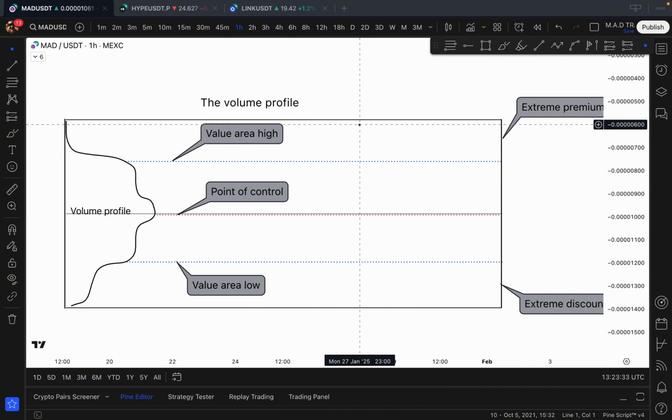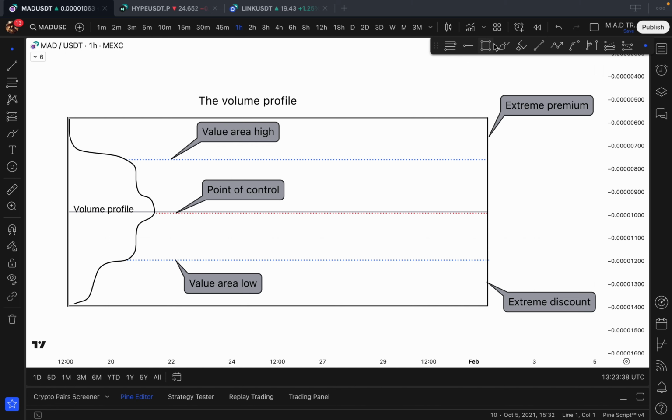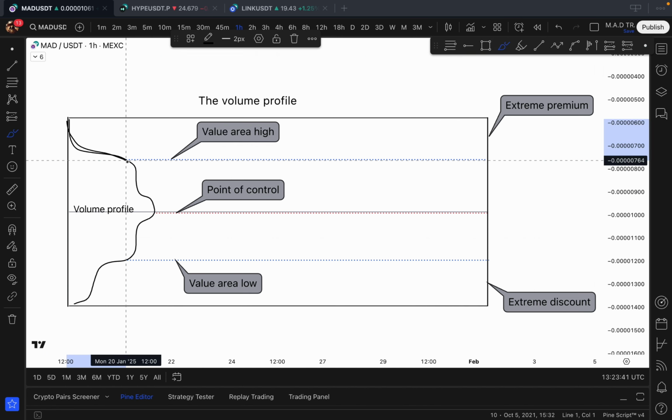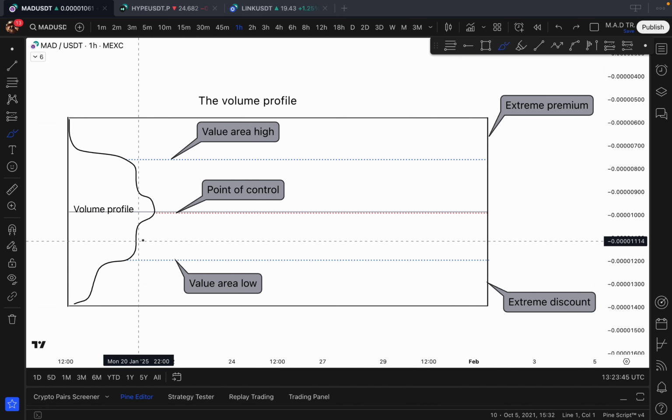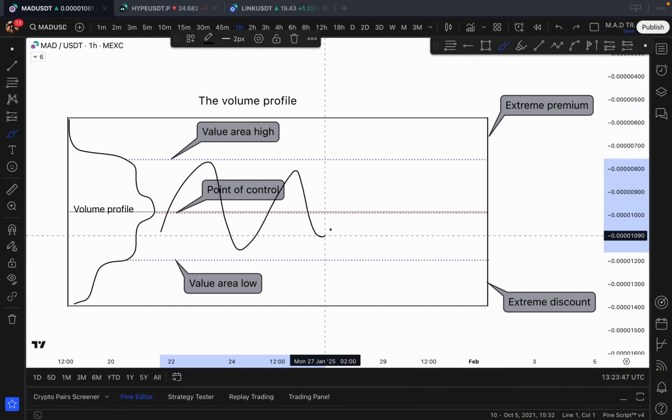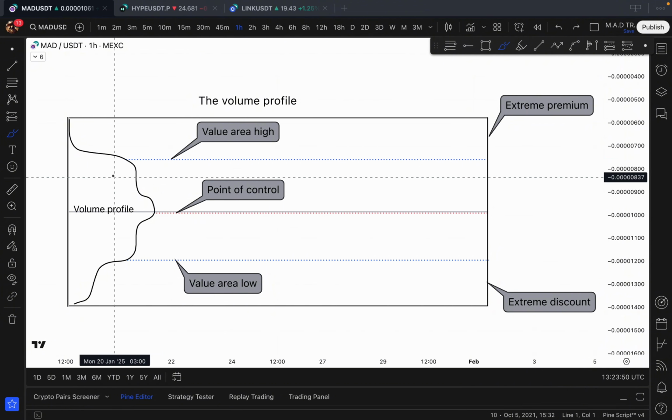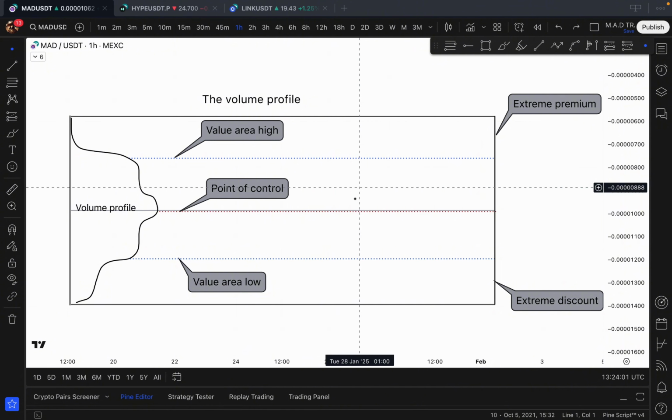The volume profile basically consists of three main areas. The volume profile is often shaped a bit like this, because in a range, as we know, most trading happens in the mid-range. That's why the volume profile has the most volume in the middle part and little volume at the extremes.